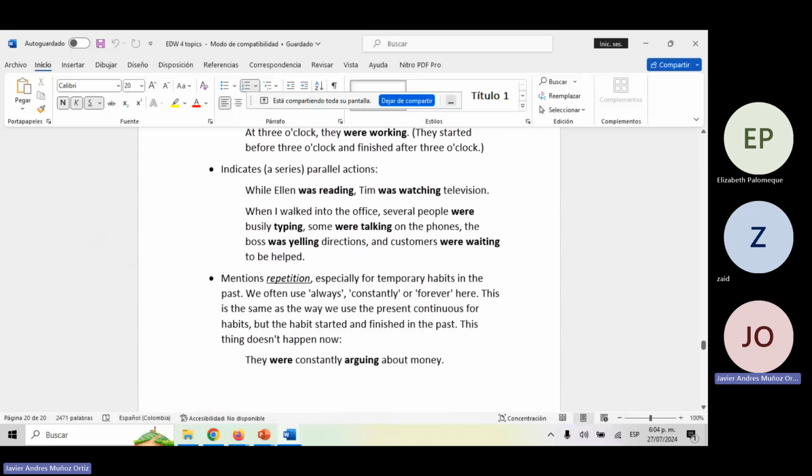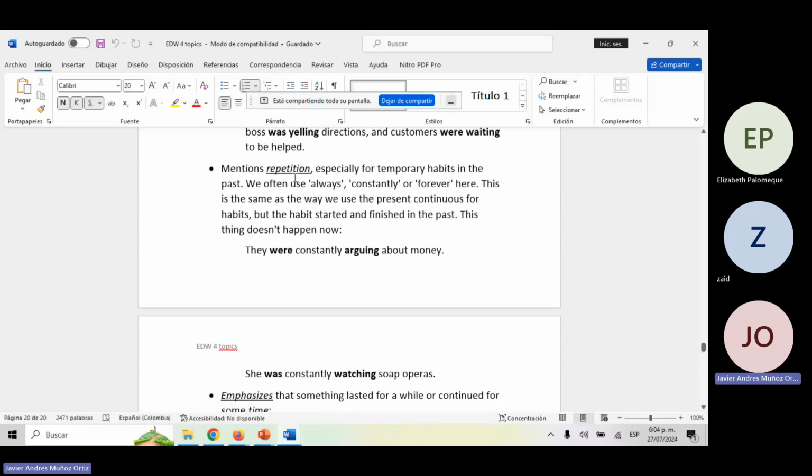Second, we're going to use past continuous tense when we are mentioning a series of activities that were happening in a period of time in the past. So they are parallel actions. At the same moment, somebody was talking by the phone. At the same moment, somebody was typing a letter, and at the same moment, a car was, I don't know, racing, was having a race. I don't know, something like that.